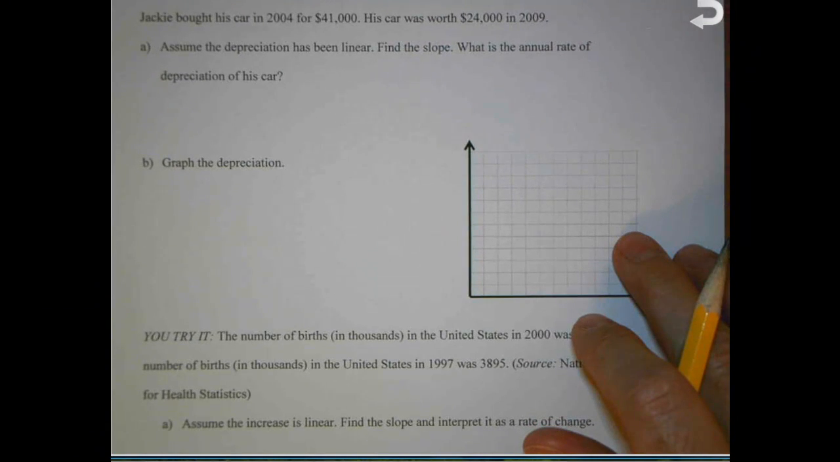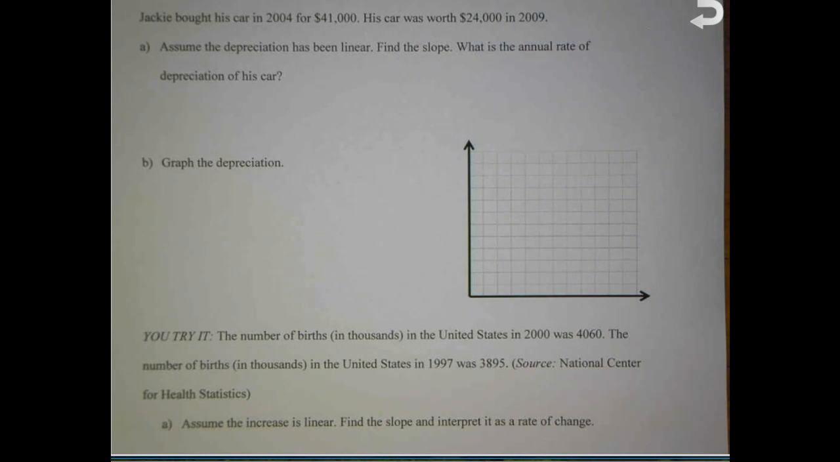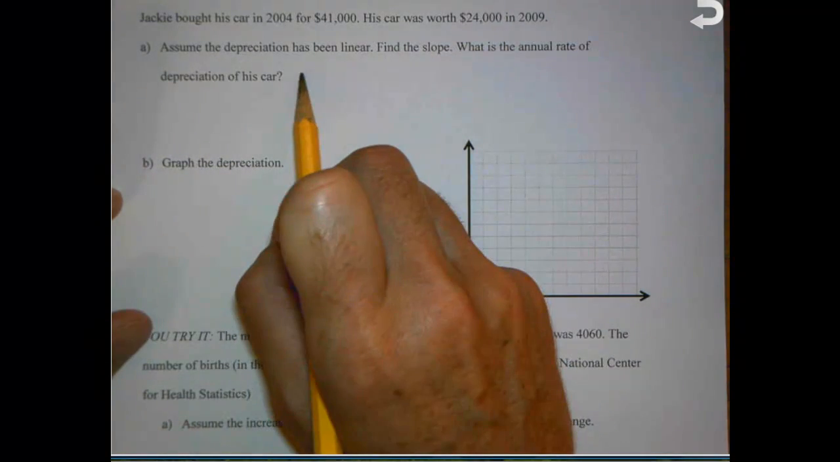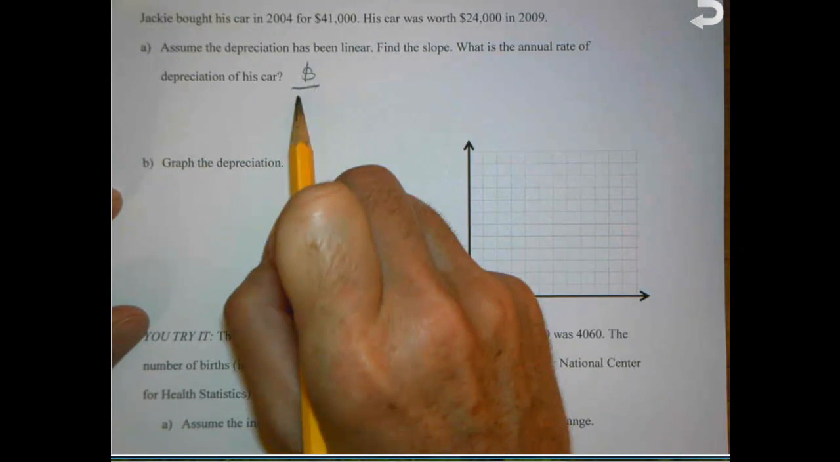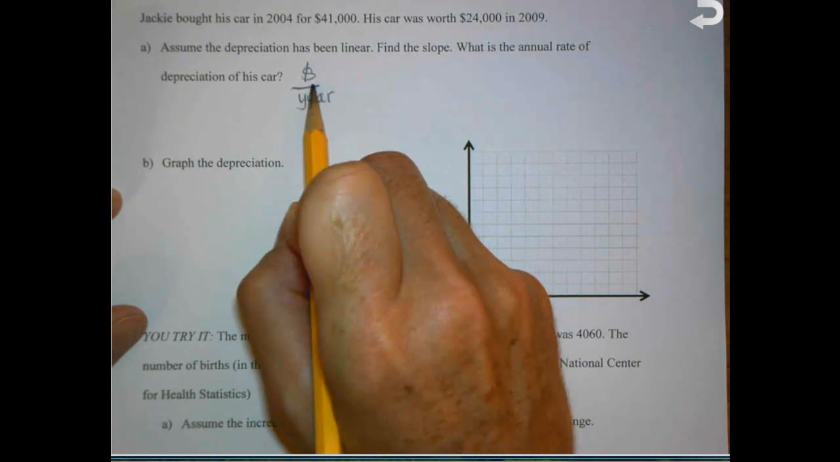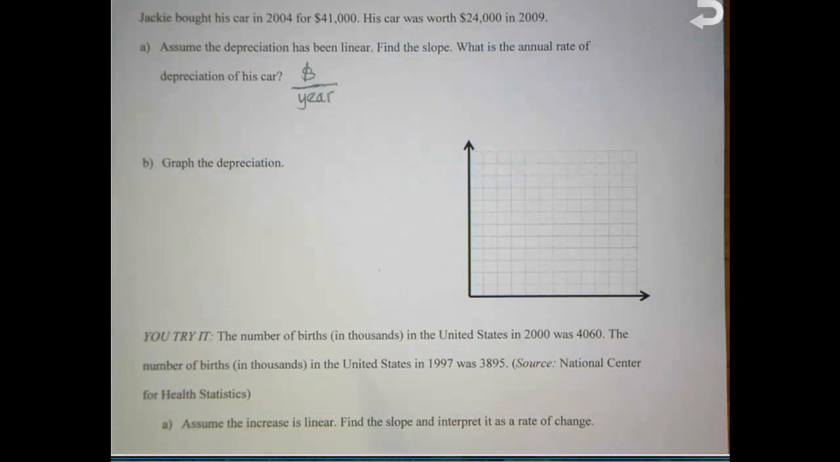Let's see what all this means and how we can use it to help us graph things. Jackie bought his car in 2004 for $41,000. His car was worth $24,000 in 2009. So we want to know what's the depreciation, and the annual rate of depreciation we can think of as dollars per year, and we want to reduce it so that it's dollars per 1 year, and that'll give us $4,000 a year or something like that, what the depreciation is.